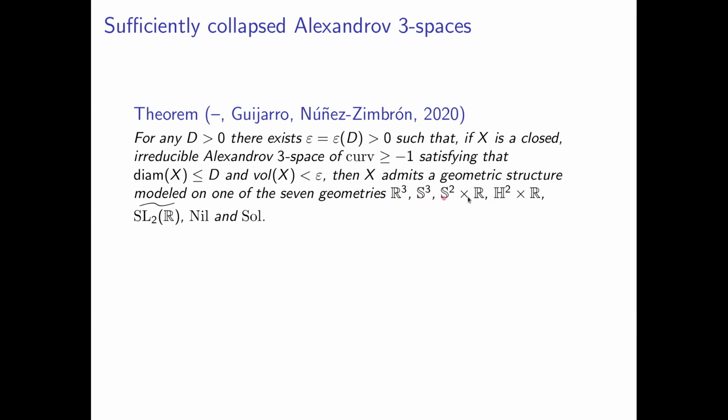So instead of going through all of them, I tell you which one is not there. Hyperbolic geometry is not there. This is because hyperbolic spaces cannot collapse. Now, the one thing that we haven't talked about is irreducibility. So I will mention that.